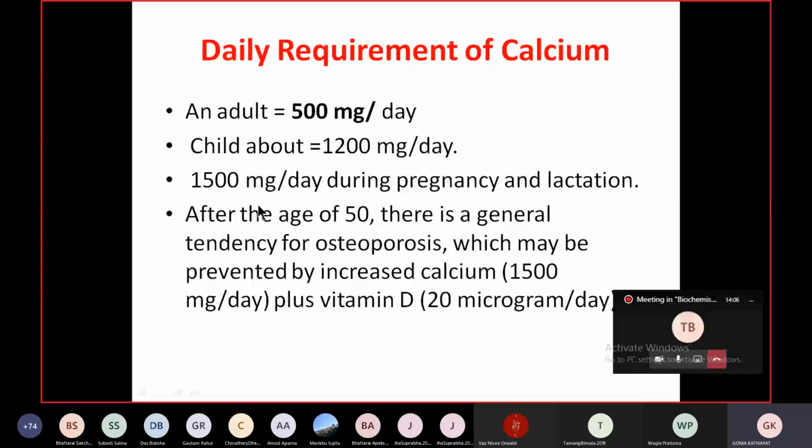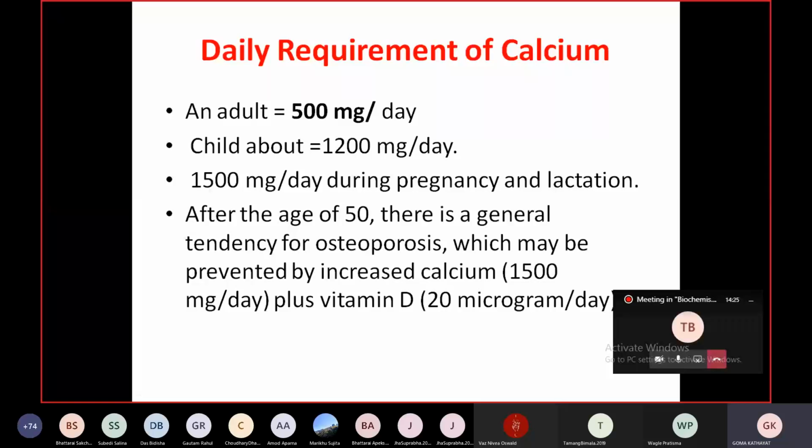And you all know that after the age of 50 there is more tendency for osteoporosis, which can be prevented by increased calcium intake. In that case, you can give 1500 milligram per day plus vitamin D. For those individuals who are above the age of 50, you can prescribe calcium of about 1500 milligram per day plus vitamin D in order to prevent osteoporosis.